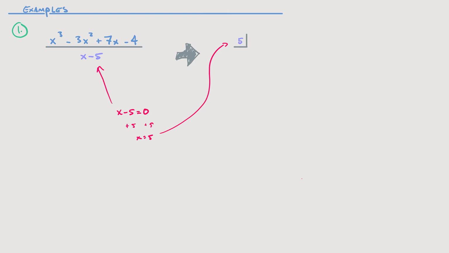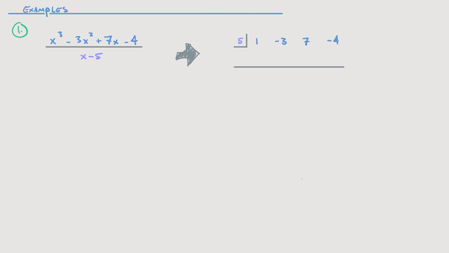Okay, well first we need to figure out what makes the divisor 0. What makes the divisor 0 is 5. So I put 5 in the box, and then I put all the coefficients on there: 1, -3, +7, -4. Leave some vertical space, and then draw my horizontal line. You always bring your leading coefficient down below the line right away. And then we multiply that by what's in the box, which in this case is 5. So we get 5, and adding 5 and -3 together, we get 2.